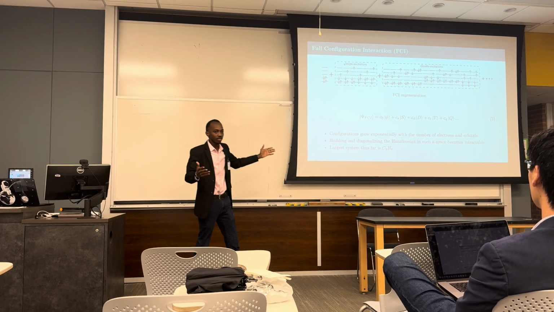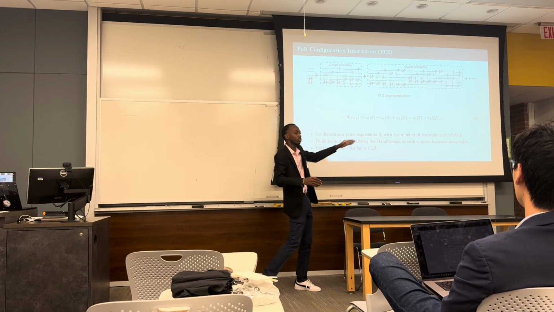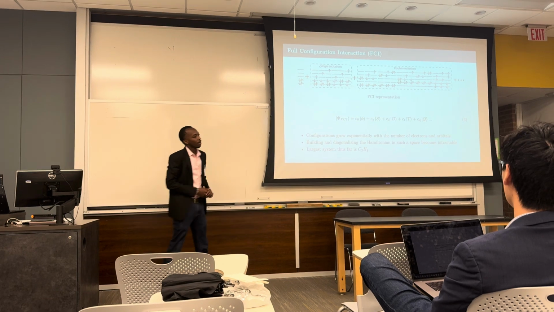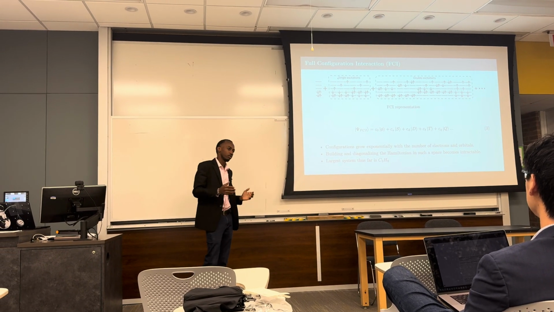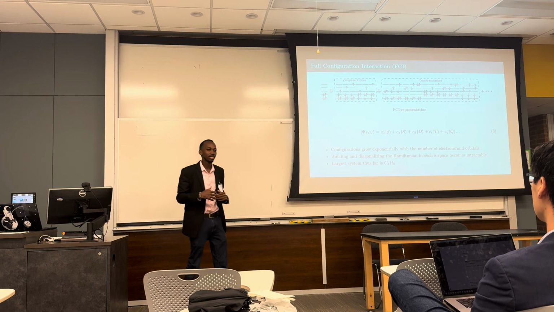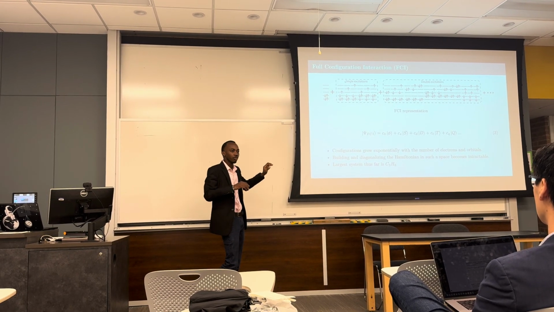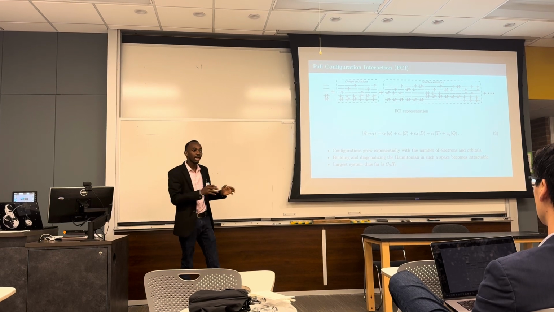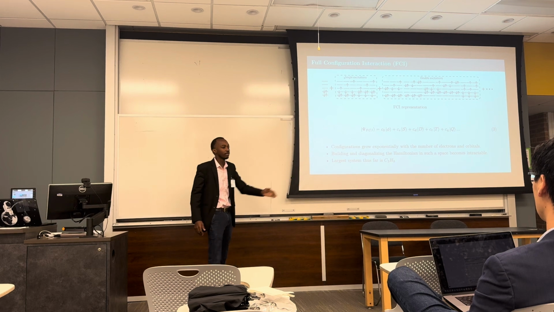The full configuration expansion for the wave function will include all the zero excitations, singles, doubles, triples, all the excitations. But as you can already tell from that diagram, as you include all the configurations, because the configurations grow exponentially with the number of electrons, this becomes very hard, because you just can't construct, let alone diagonalize, the Hamiltonian in such an expansive space.